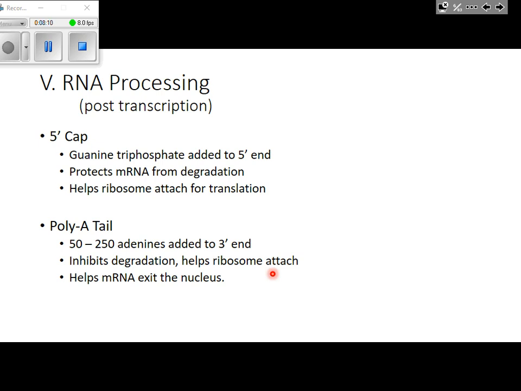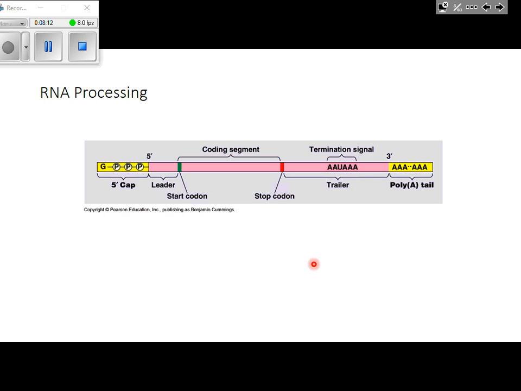In other words, think of that poly A tail as a signal to the ribosome that says, hey, dummy, don't attach to this end. This is the wrong end. You need to attach to the guanine triphosphate. You need to attach to the 5' end so that the code will be read correctly. So the 5' cap says, hey, ribosome, attach here, and the poly A tail says, hey, ribosome, don't attach here. This is the wrong end.